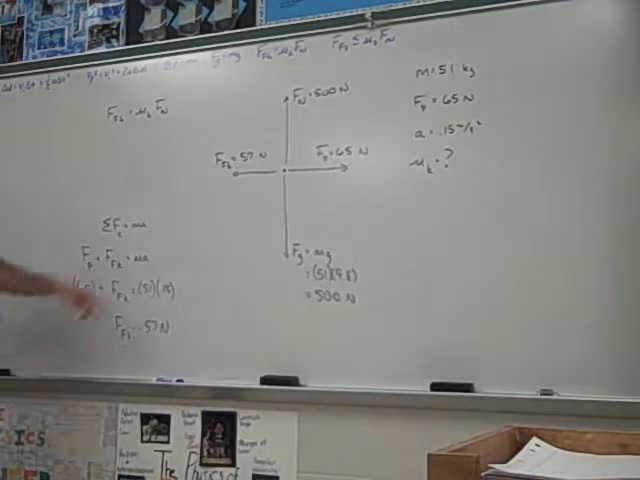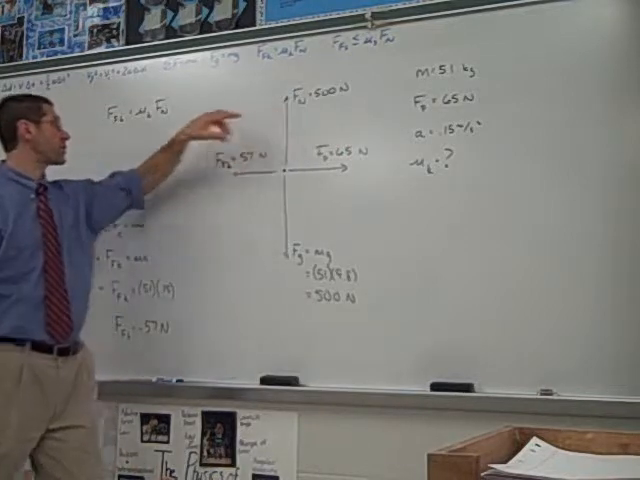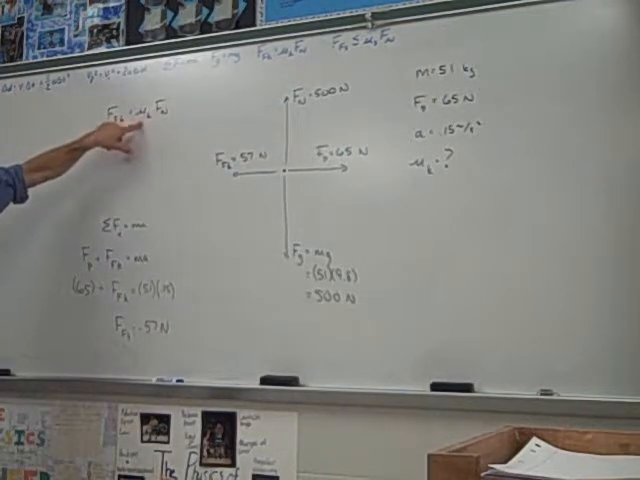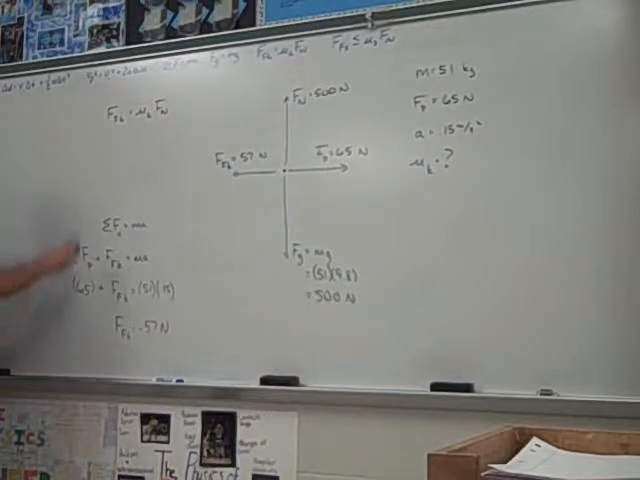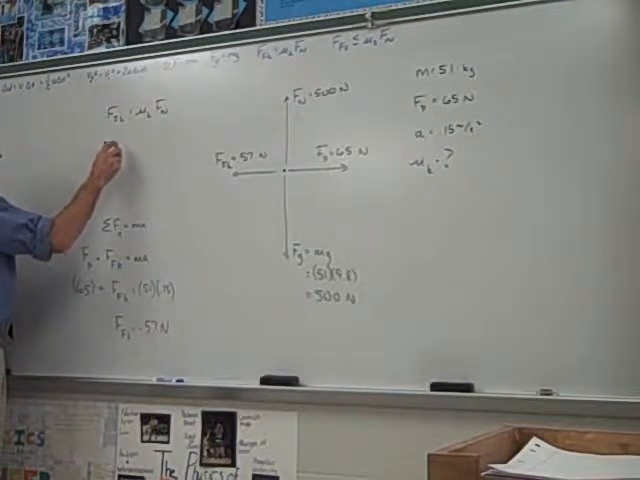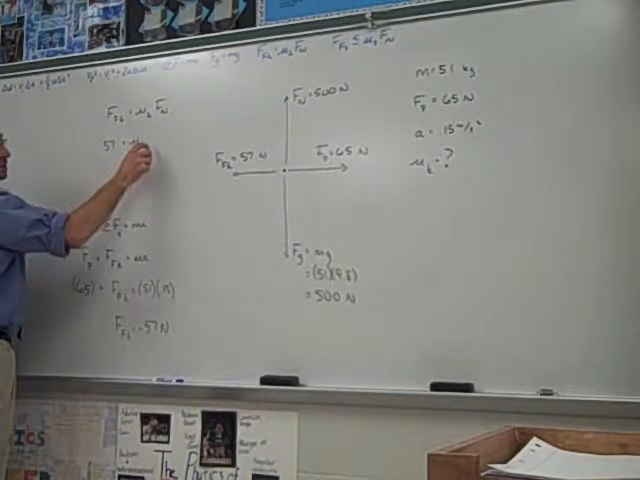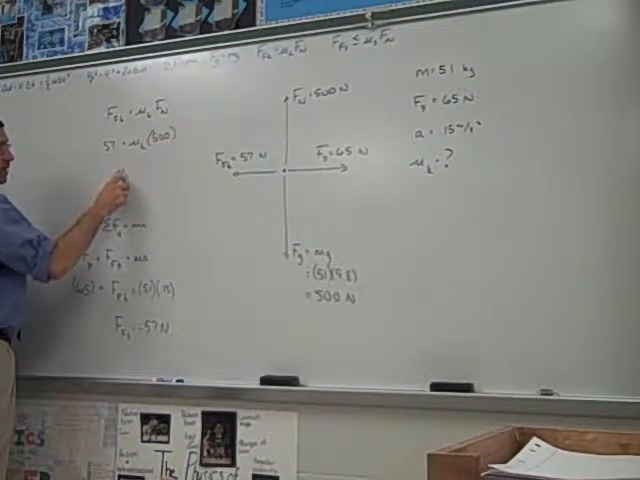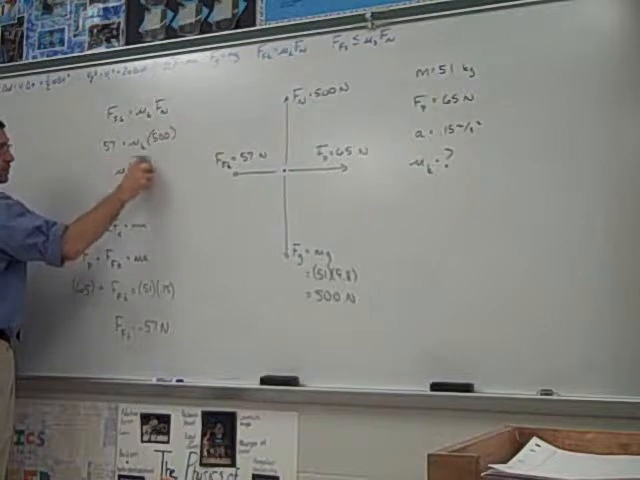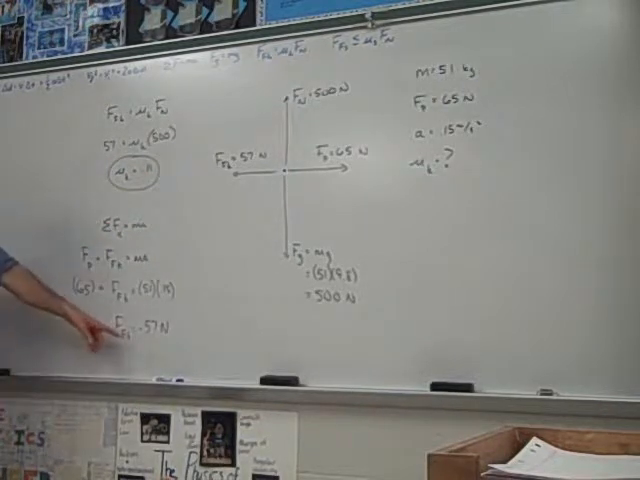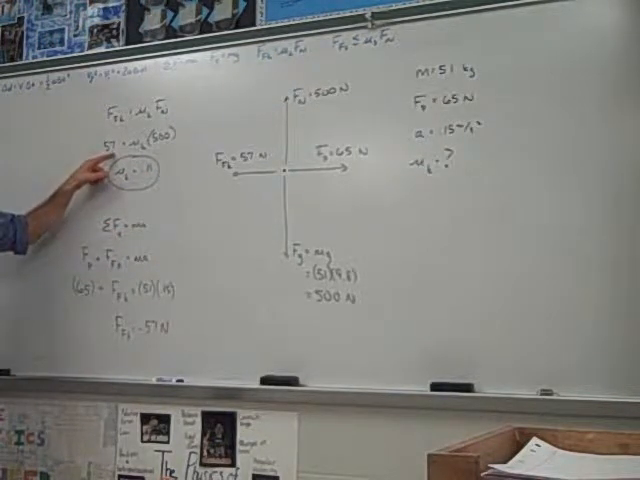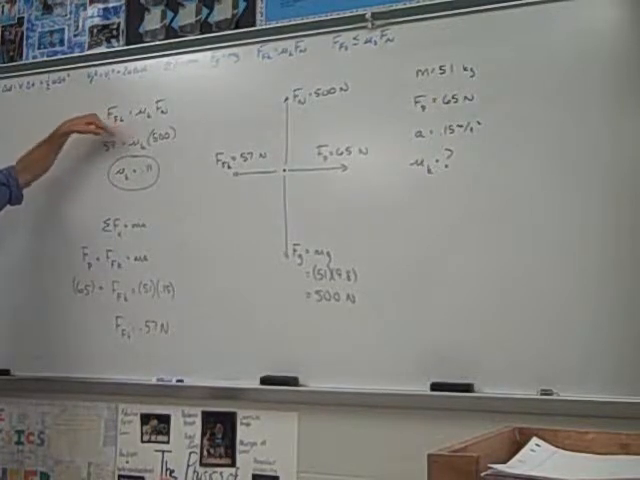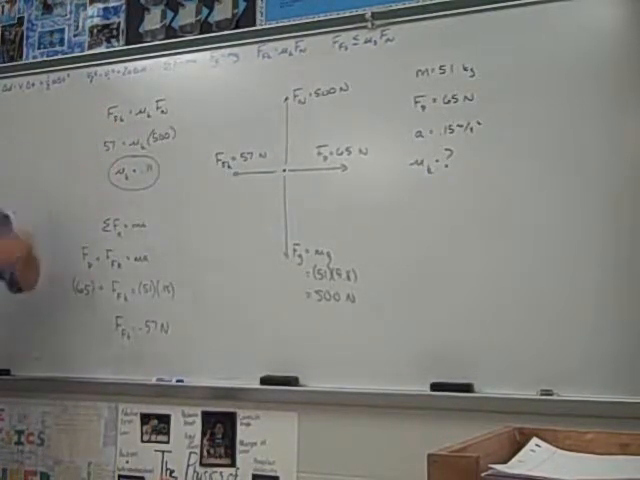And now you have your friction force and your normal force, and you need both of those to get mu k. So let's plug them in. 57 equals mu k times 500. And then you solve for mu k, get 0.11 is your answer. And you'll notice I drop the sign when I'm solving for mu k because this is not a vector. The sign doesn't matter. We're just finding what portion or what percentage of the normal force is the friction force.